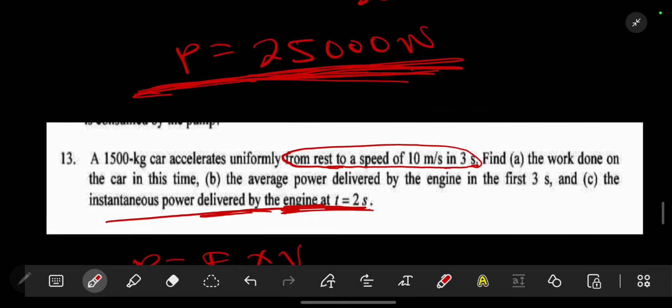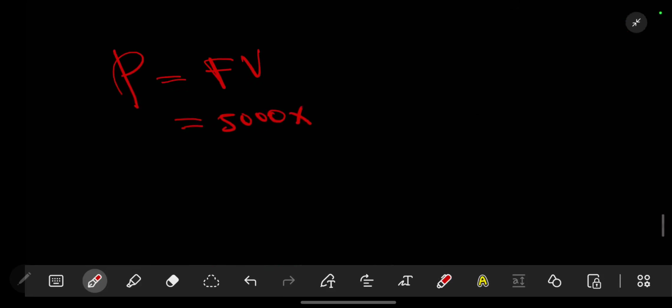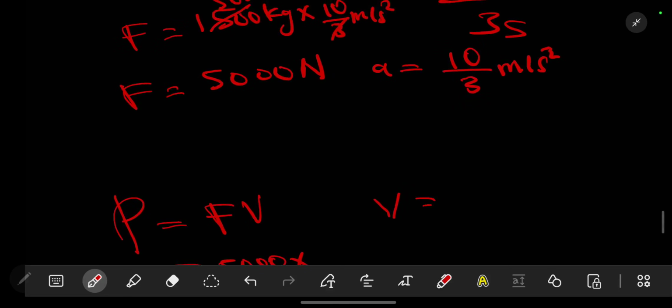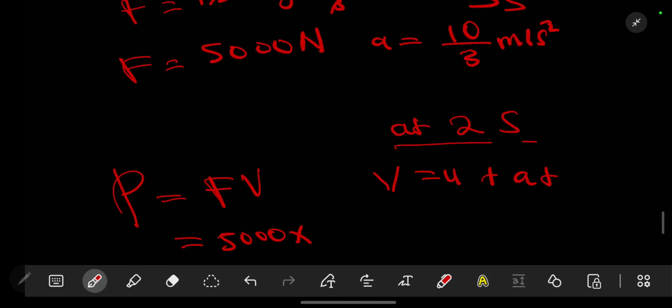Since we don't have the instantaneous power, you need to know the speed at that point. So the velocity, we know from kinematics, velocity is equal to u plus a t. Now we are dealing with 2 seconds, we are looking specifically at 2 seconds. So the final velocity is equal to, you are not going to say 10 because 10 is at 3 seconds. So u is 0, it started at rest, plus our acceleration, which has been found to be 10 over 3, times our time. So our time is 2 seconds.